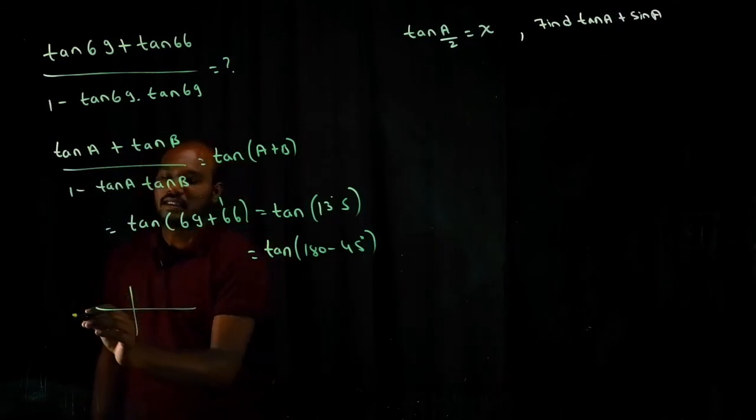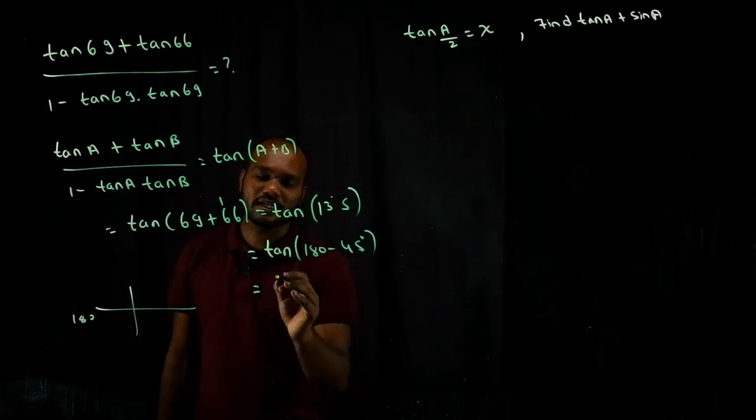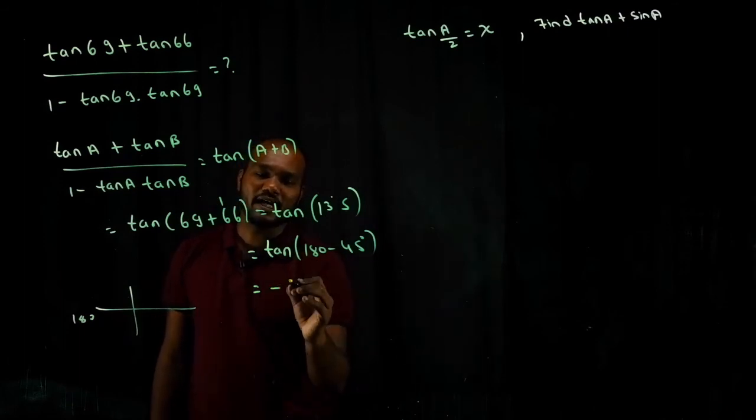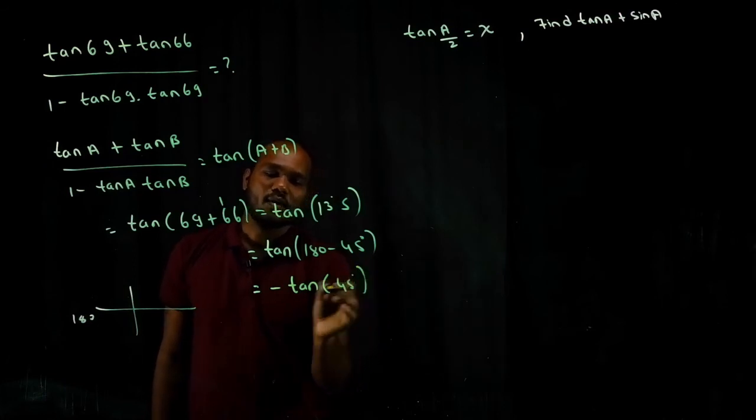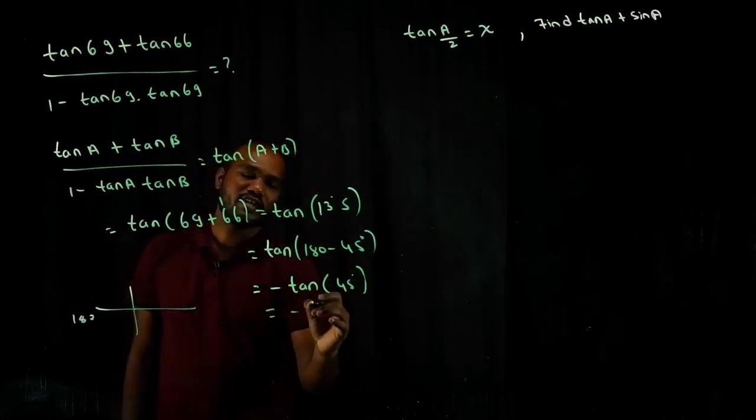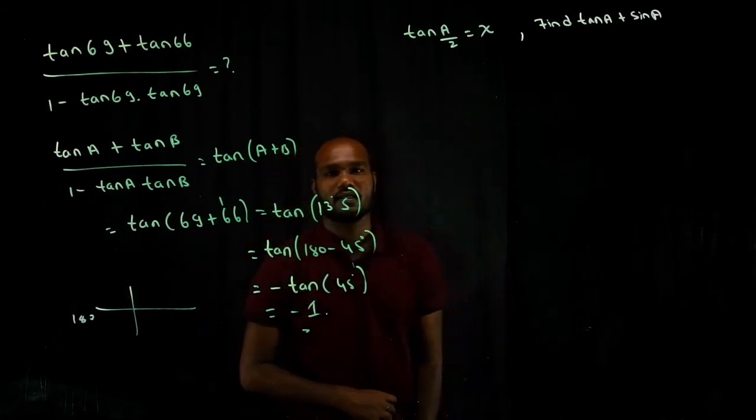If I take a quadrant, this is 180 minus. In 180 minus means second quadrant. In second quadrant tan is negative and it's a supplementary angle. We have to take again tan as tan 45 degree. What is tan 45? Tan 45 is 1. So final answer is what? Minus 1.